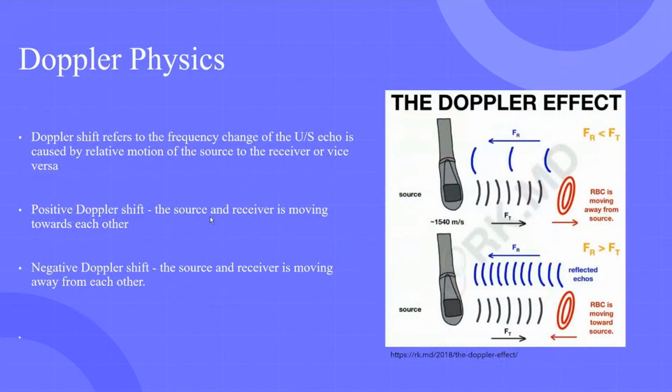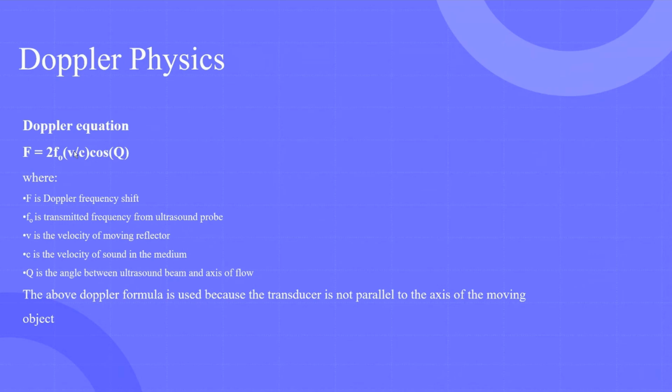So Doppler physics. Doppler shift refers to the frequency change of ultrasound echo caused by relative motion of the source to the receiver or vice versa. Positive Doppler shift is when the source and the receiver are moving towards each other. Negative Doppler shift is when the source and the receiver are moving away from each other. So this is the Doppler equation.